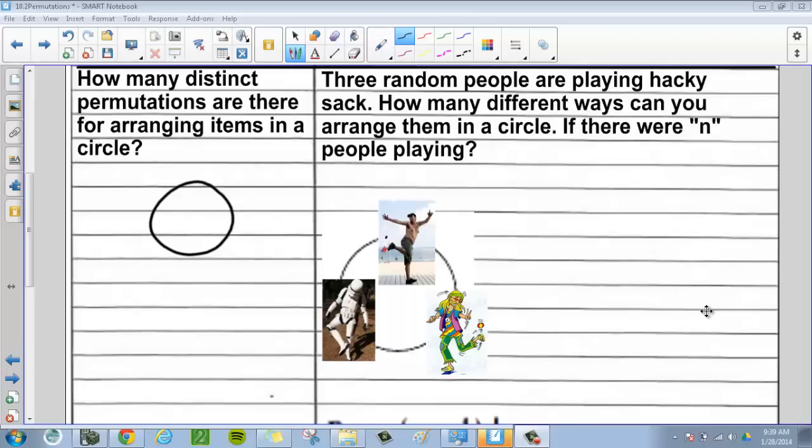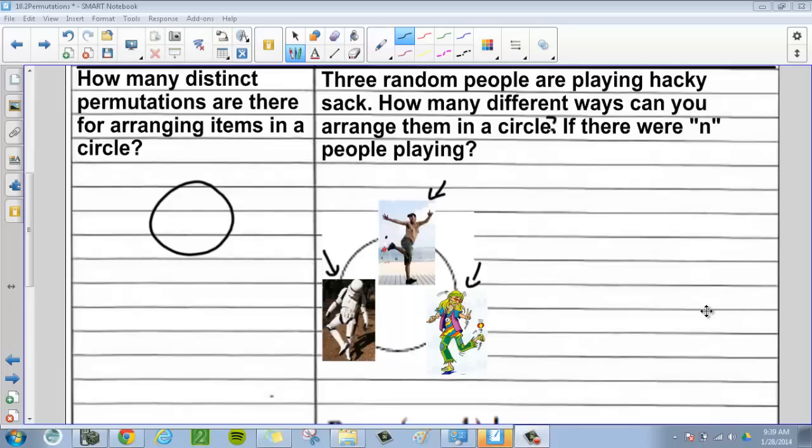3 random people are playing hacky sack. I got this guy right here, a hippie right there, and a stormtrooper playing hacky sack right there. How many different ways can you arrange them in a circle? And then, I should have a question mark right there, shouldn't I? If there were n people playing, how many ways could you arrange n people?